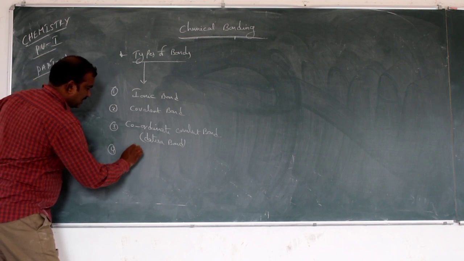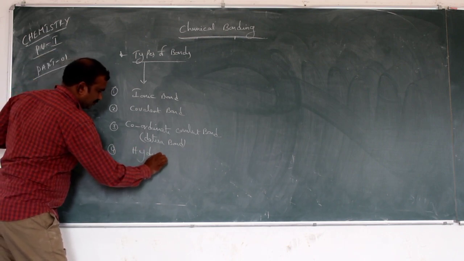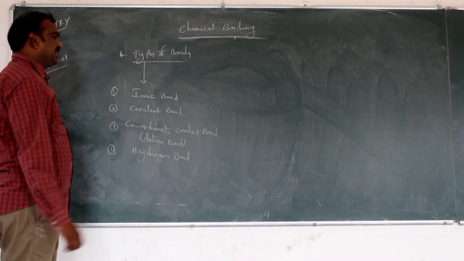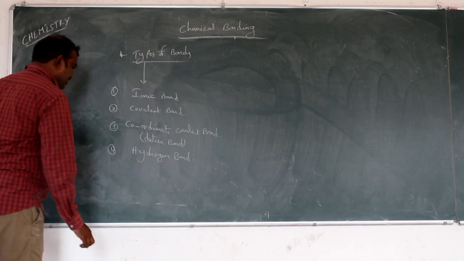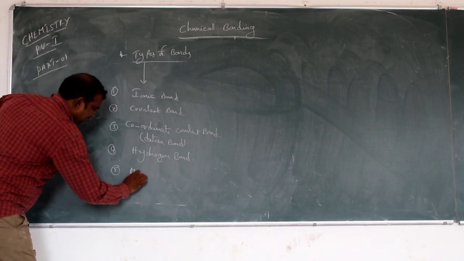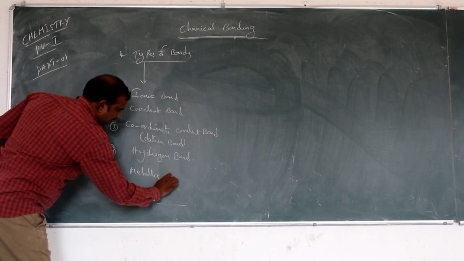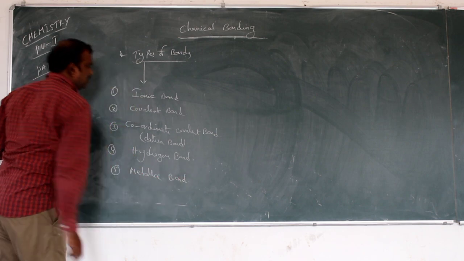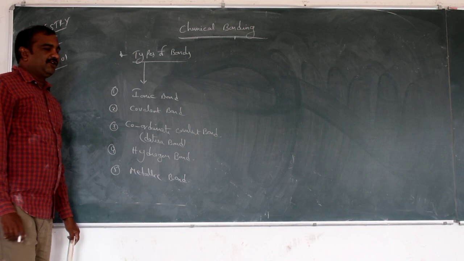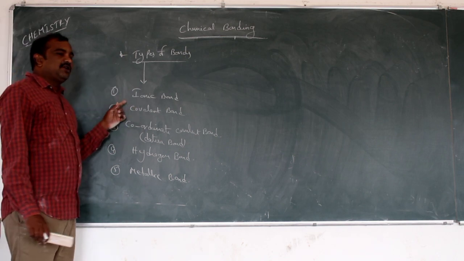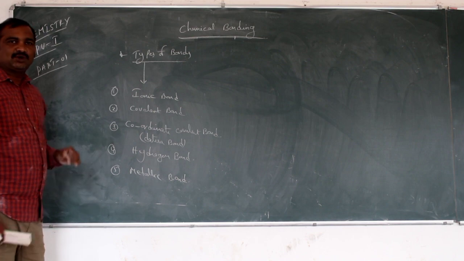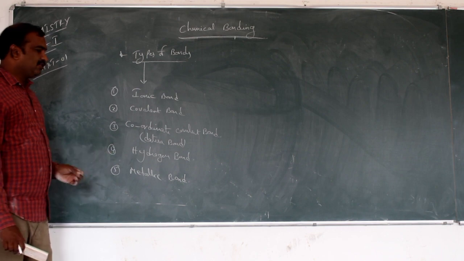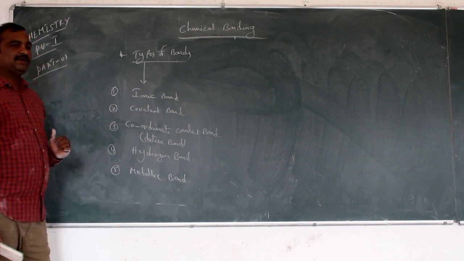Next, the fourth one is the hydrogen bond. A hydrogen bond is found between hydrogen and another atom. And the next one is the metallic bond, between metals. When a bond is found between metals, it is called a metallic bond. So the types of bonds: first is ionic bond, second is covalent bond, third is coordinate covalent bond, also called a dative bond, fourth is hydrogen bond, and fifth is metallic bond.